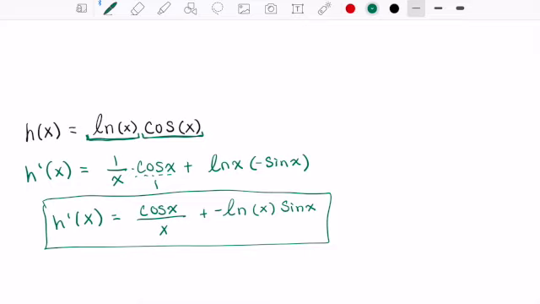So hopefully you're starting to get those basics, memorizing the principal general formula, derivative of the first times the second plus the first times the derivative of the second.